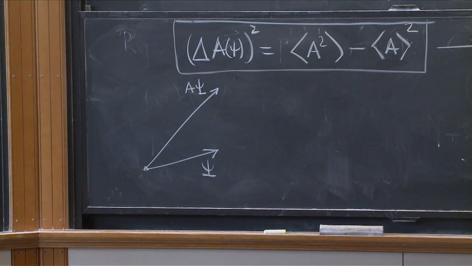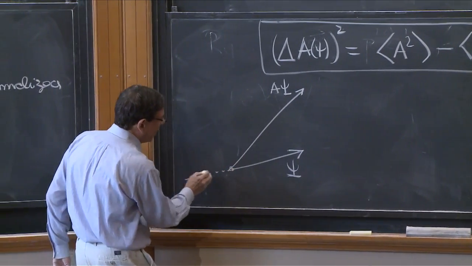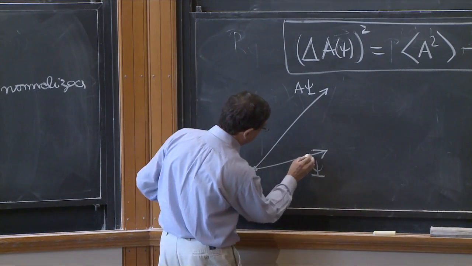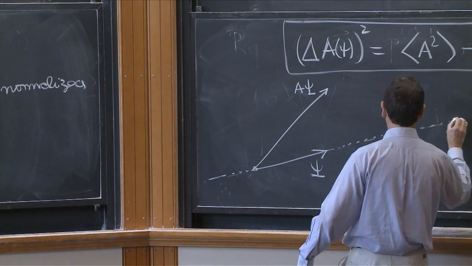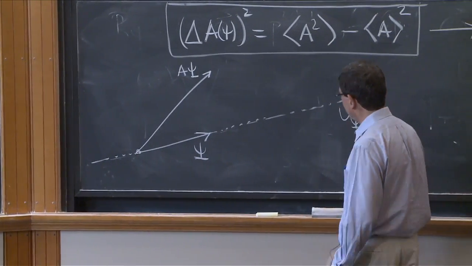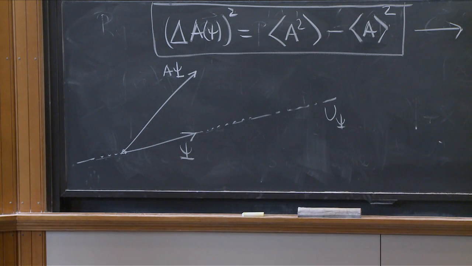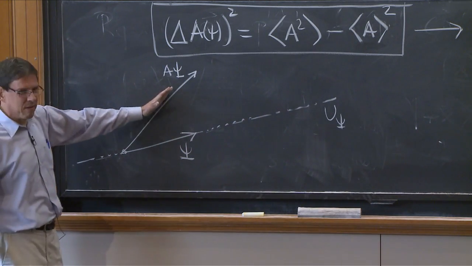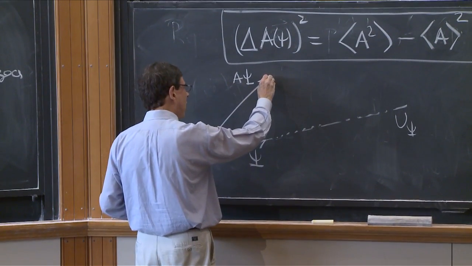So what can we say here? Well, actually, here is this thing. Think of this vector space spanned by psi. Let's call it U psi. So it's that line there. You can project this in here orthogonally.